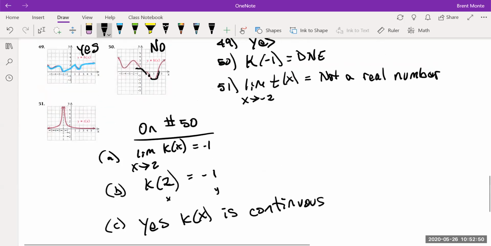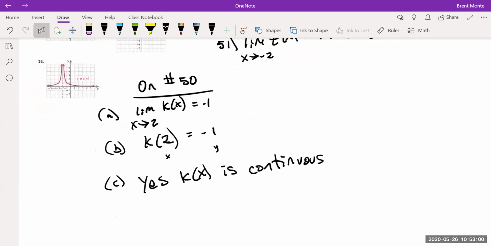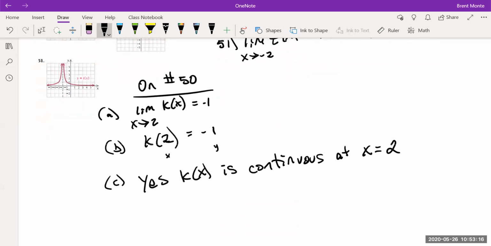Now, up here we said no at -1, but remember it's continuous everywhere except -1. So k of x is continuous at x equals 2, and x equals 2.5, and x equals 3, and x equals 0, just not at x equals -1. So we could do it like we did on problem 50 for any of the points where the point exists on the curve, because your pen would go straight through that point if you were graphing it.